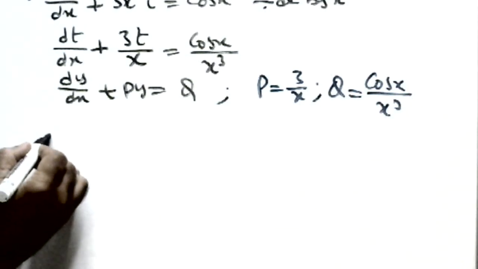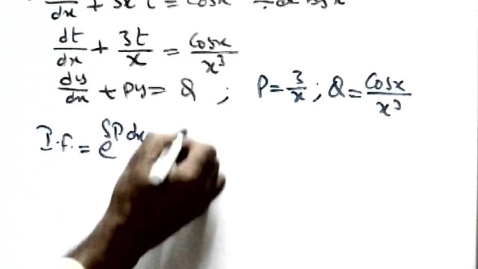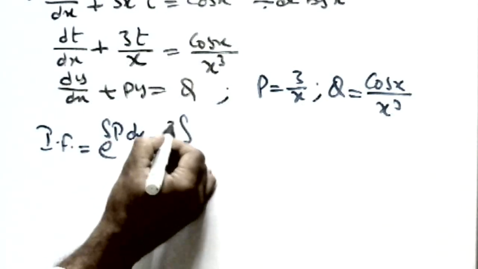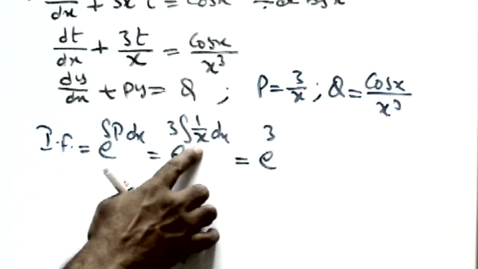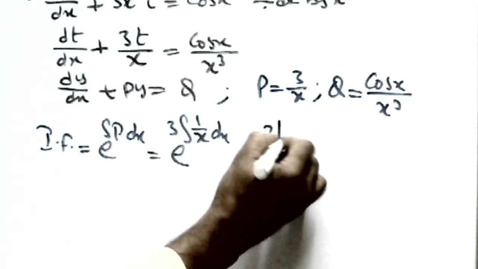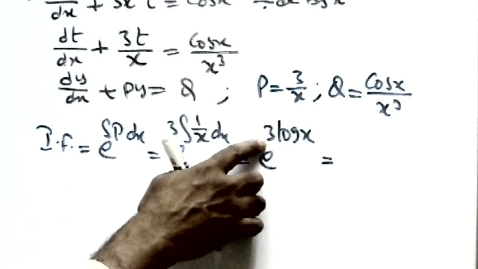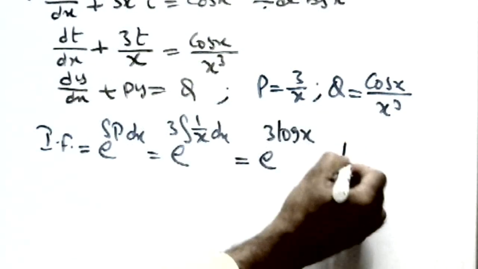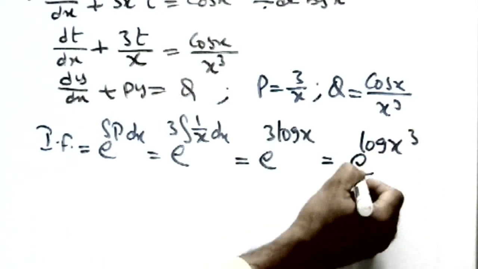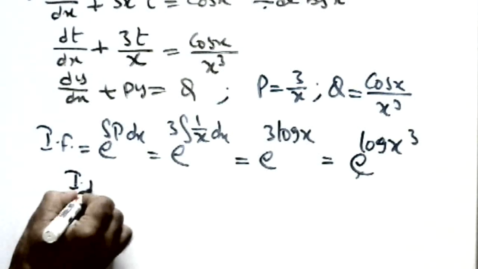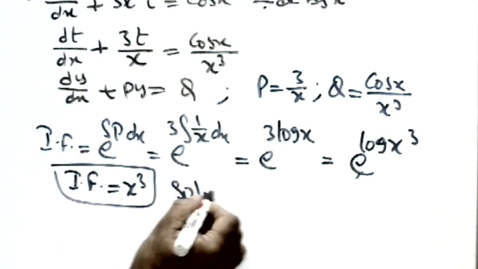So the first step is we have to find the integrating factor, e to the power of integration p dx. e to the power of integration p, take out this 3 outside, 1 by x dx. Integration of 1 by x is log of mod x. e to the power log will get cancelled, but you have to take out 3 from here. If you take out 3, it will become x cube, e to the power of log x cube. Now e to the power log will get cancelled. We are left with the integrating factor x cube. So we got the integrating factor.